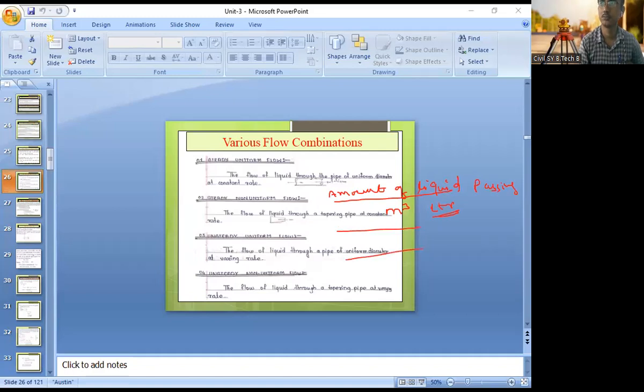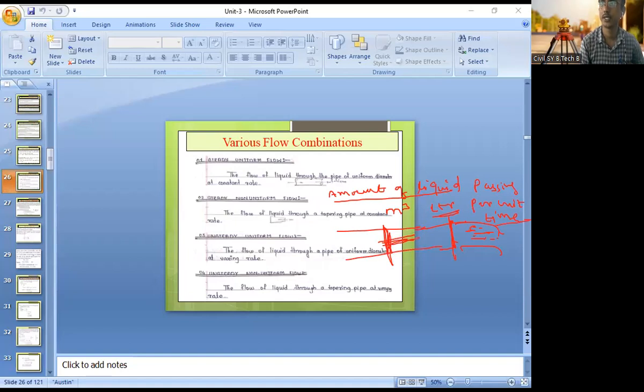Let us say this is the pipe. At this section particularly, how much amount of liquid is flowing? Say, let us say the outlet of the pipe. From this outlet of the pipe, how much amount of liquid is passing through this section per unit time? Passing per unit time, that is called the discharge.